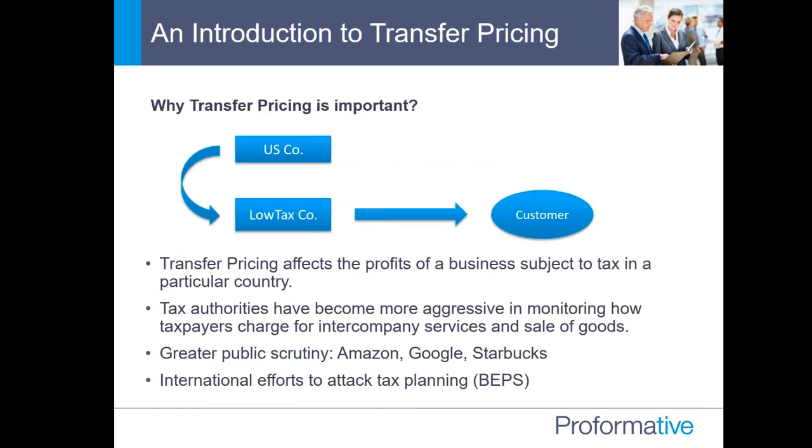Why is it important now? Well, tax authorities have become increasingly aggressive in how they monitor how taxpayers charge for intercompany goods and services. There's a couple of reasons for this. There is clearly the financial crisis over the last 10 years or so, which has sharpened tax authorities' minds slightly on how much tax revenue, tax dollars, they are bringing in from their taxpayers. And therefore they have been investigating in much greater depth practices which perhaps as few as 5 years ago would have been considered normal commercial practice.